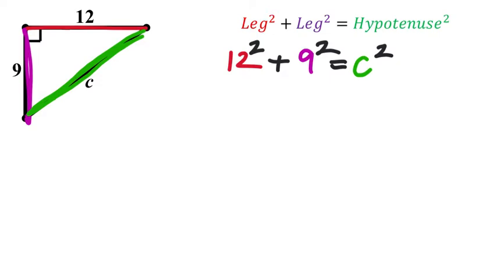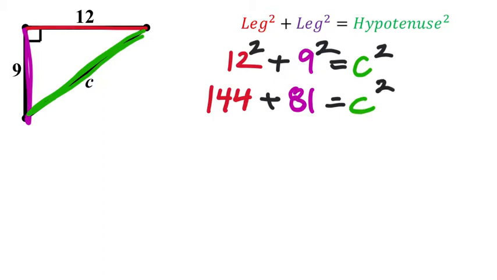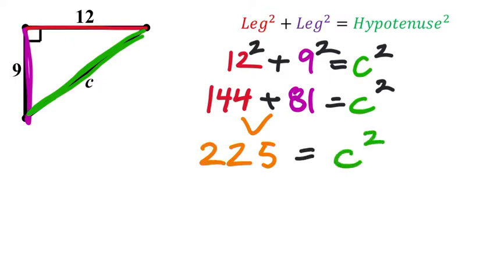So I'd say 12 to the power of 2. I put this in the calculator, I get 144. I put 9 to the power of 2 in the calculator, I get 81. When I add these together, it will equal the same as the c, the hypotenuse, to the power of 2. So let's go ahead and add these two together. 144 plus 81, that's 225. So this is going to be the same as our hypotenuse to the power of 2.